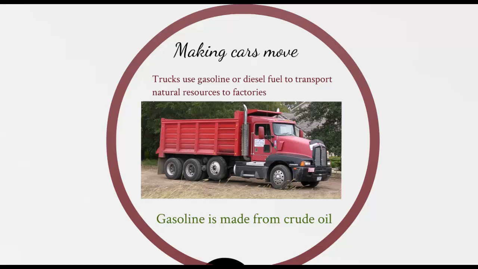Trucks use gasoline or diesel fuel to transport natural resources to factories. So they mine them and pull them out of the ground, all those minerals, and then you have to load them and bring them to a factory so you can change them into the types of products you want.